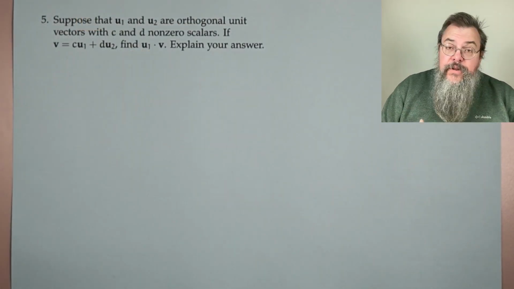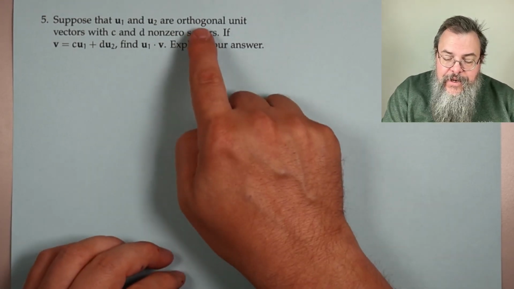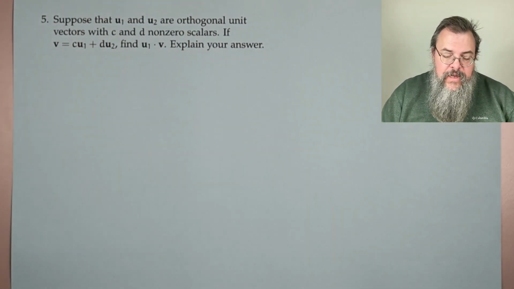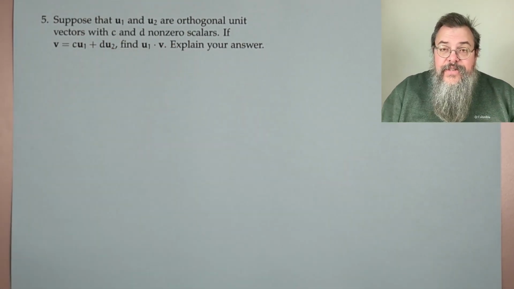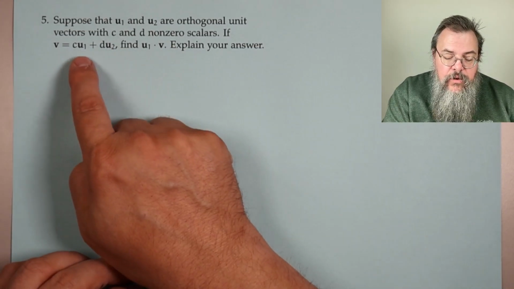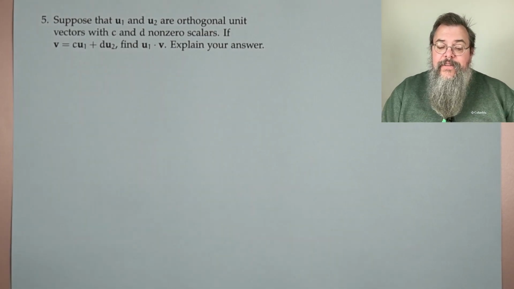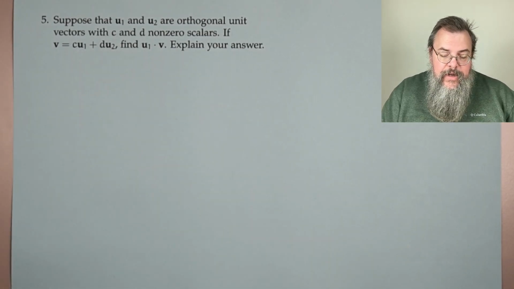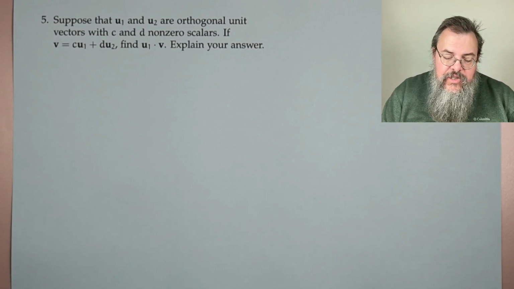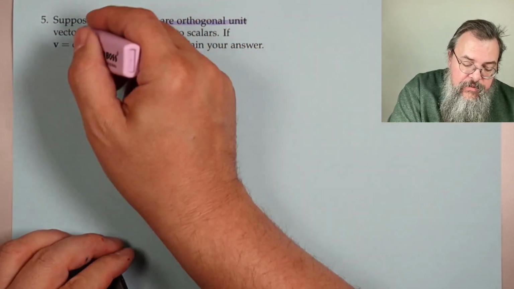Suppose that U1 and U2 are orthogonal unit vectors. Okay, orthogonal means perpendicular. Unit vectors means they have length 1. C and D, non-zero scalars, so they're just normal numbers. If V is C U1 plus D U2, find U1 dot V and explain your answer. All right, so before we talk about what V is, let's dive a little bit into what this is telling us. This part right here.